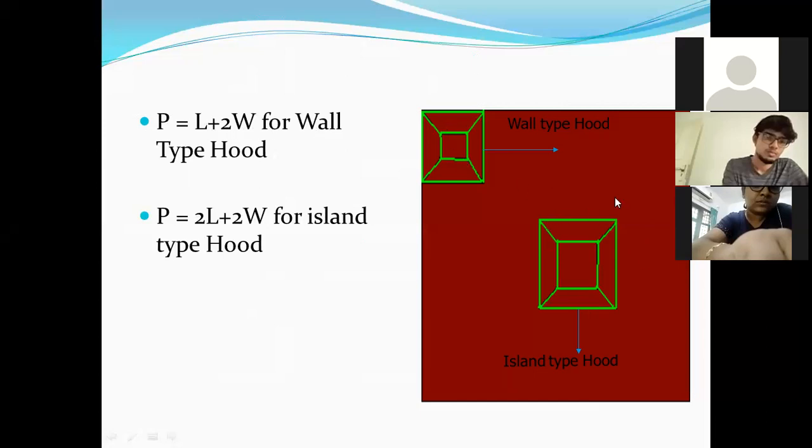When it comes to island type, all the four sides will be there. This length plus this length plus this width plus this width. So the perimeter will be L plus W plus L plus W, which means 2L plus 2W for island type kitchen hood. So when you are designing, keep this in mind: when you are taking the perimeter for a wall mounted type kitchen hood, you have to exclude one length. In island type, you have to add all the lines.